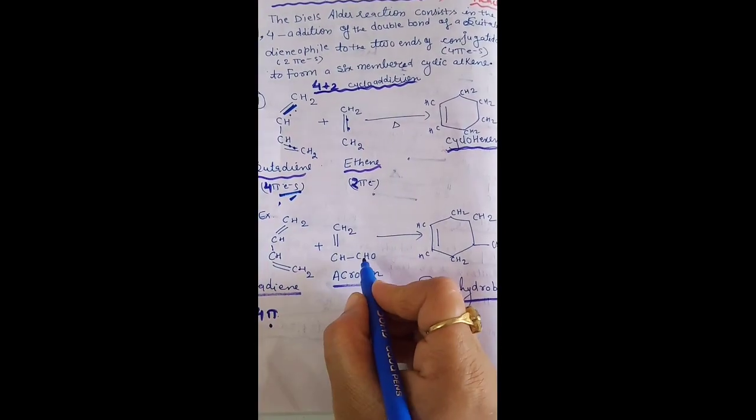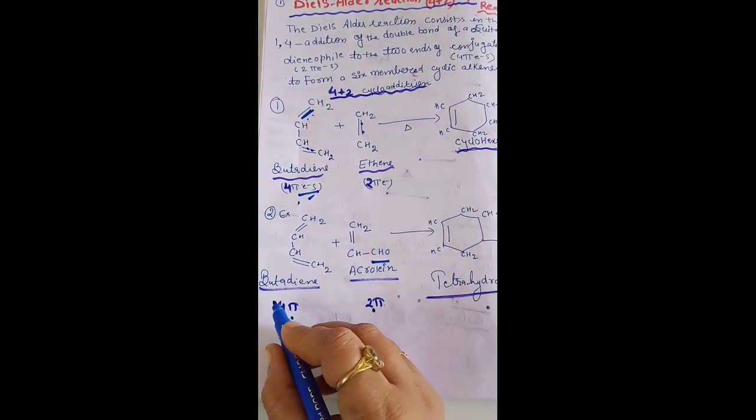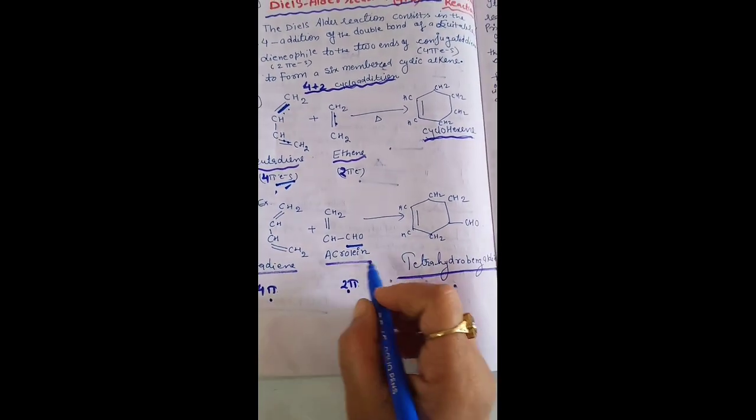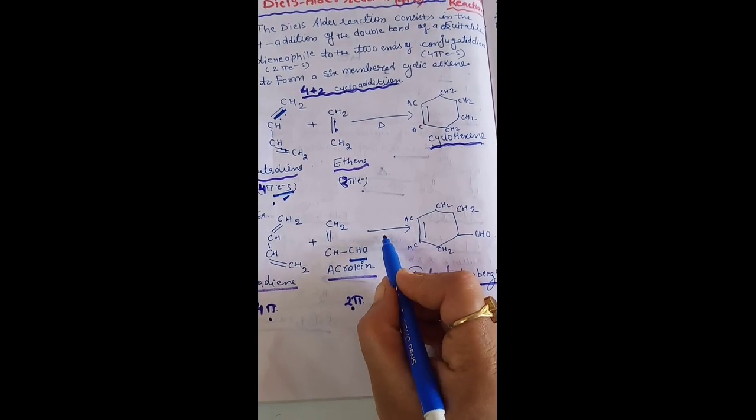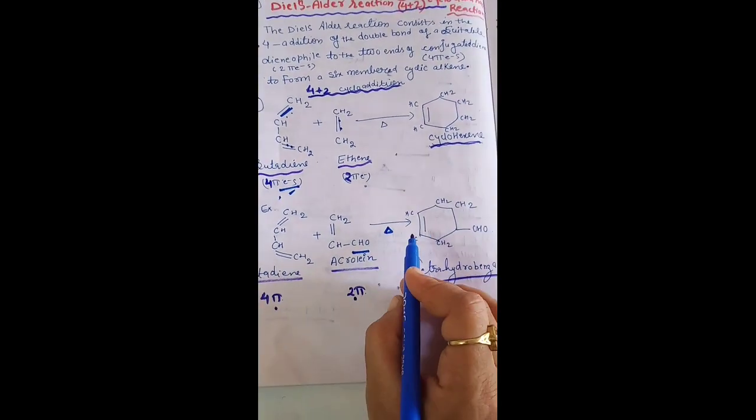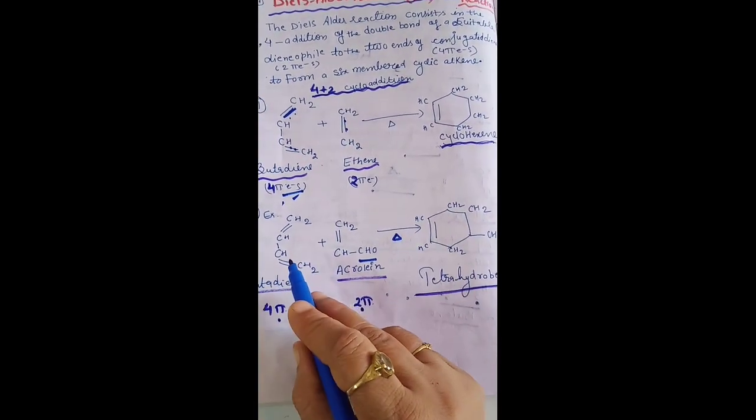tetrahydrobenzaldehyde because the aldehyde group is here. So when 1,3-butadiene reacts with acrolein, it forms tetrahydrobenzaldehyde. There is no requirement of a catalyst, we simply heat it and we will get the product. So let us see once again.